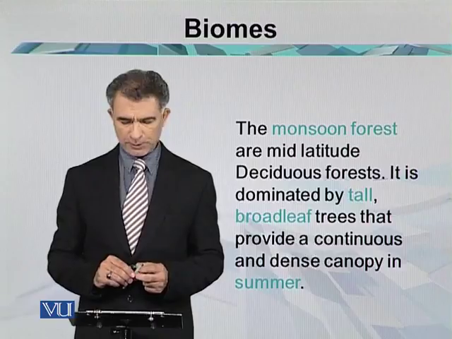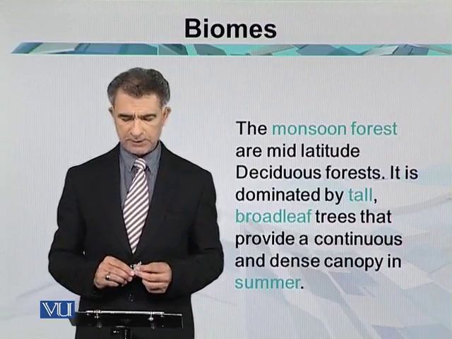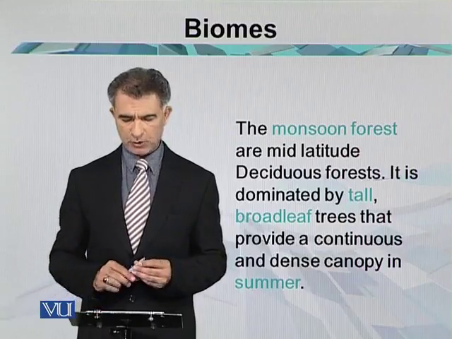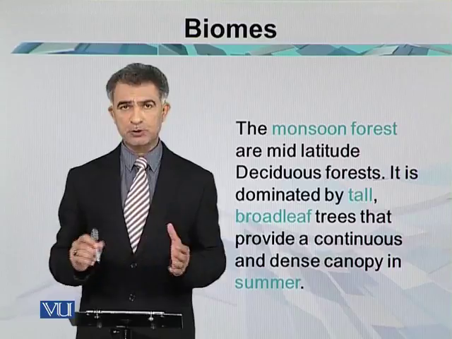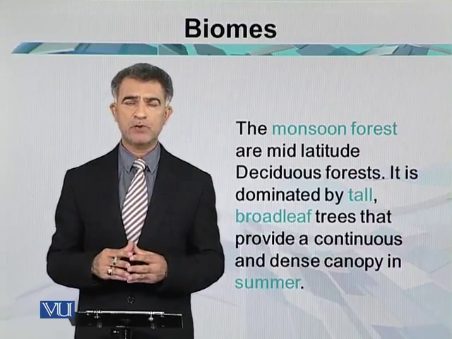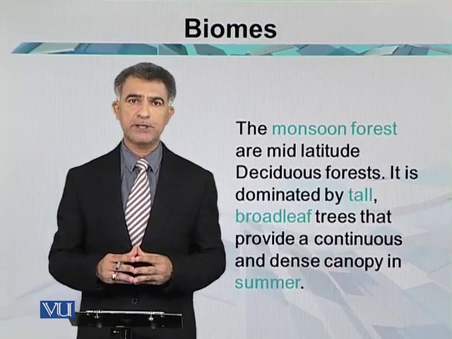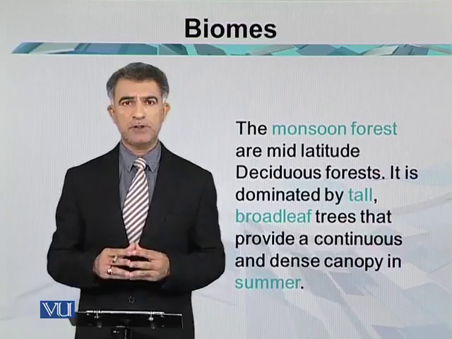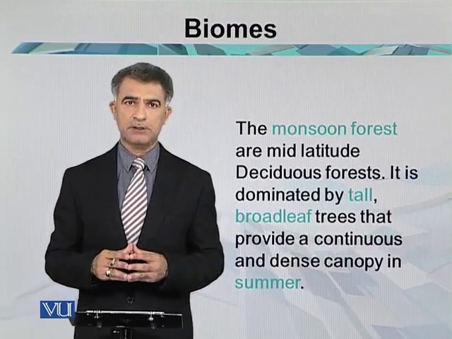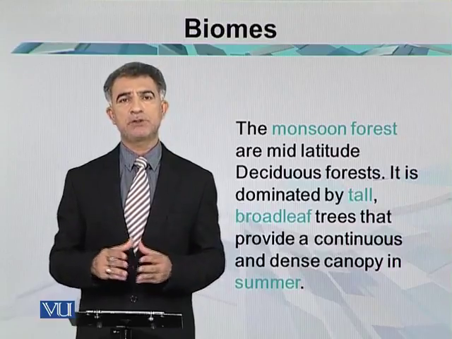It is dominated by tall broadleaf trees that provide a continuous and dense canopy in summer. So it is controlled by the summer season. Summer has rainfall जिसे हम मानसून रेनफॉल कहते हैं और इस वजह से यहाँ पर ये मानसून फॉरेस्ट मिलते हैं. But most of the important regions which are under this type of forest are covered by the seasonal rainfall which is mostly in the months of summer.